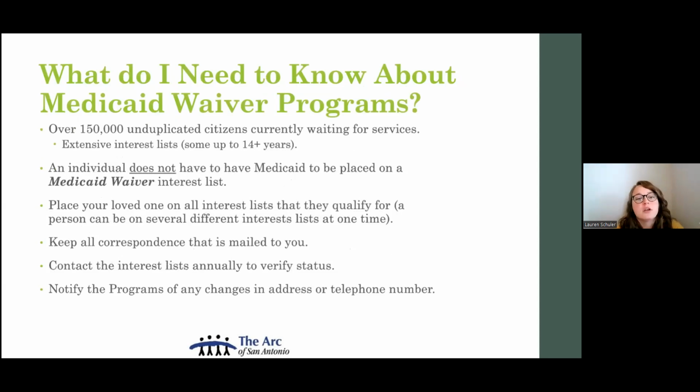So what do you need to know about the waiver programs? Currently, over 150,000 citizens are waiting for services in the state of Texas. This means that the interest lists for these waiver programs are extensive, some up to 14 plus years. And that's the unfortunate part of the funding issue that I was just talking about.